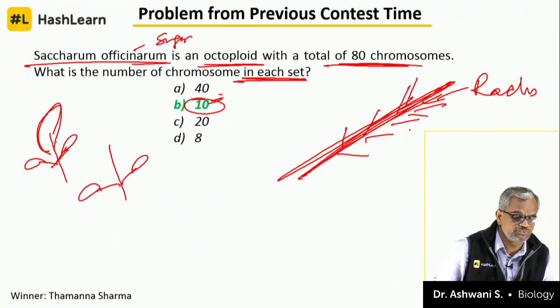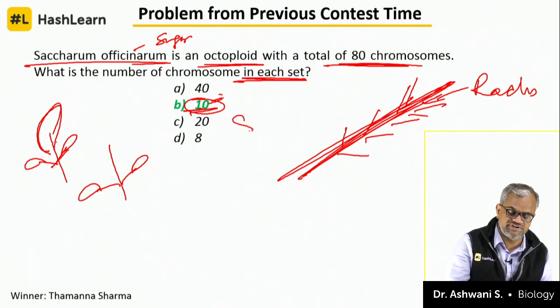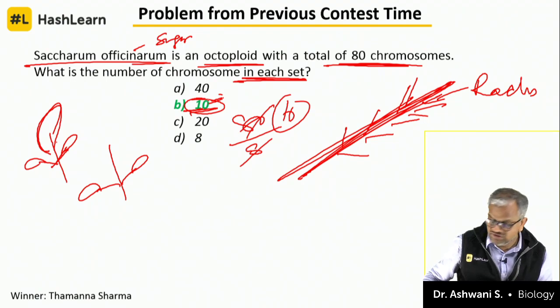I don't think so. Okay, so the answer is 10. Octaploid it was, so 80 divided by 8, answer is 10. And today's question is a very simple question.